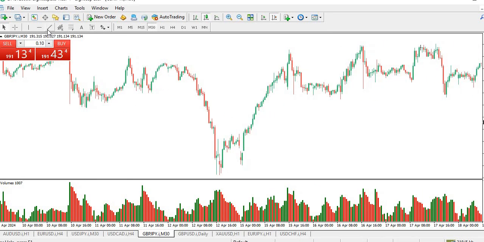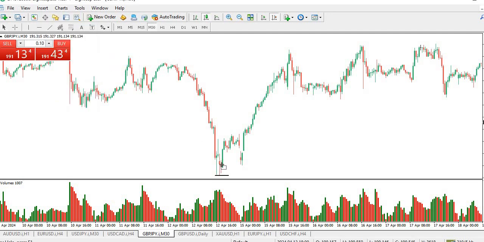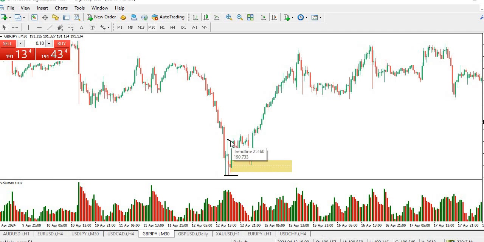Let me give you an example here. We can see this is the low the market made, and this candle was the last bearish candle before the bullish movement. At this point, this was the high of the market, not a key high, a recent high, and the market broke the structure to the upside, like at this point we can see.